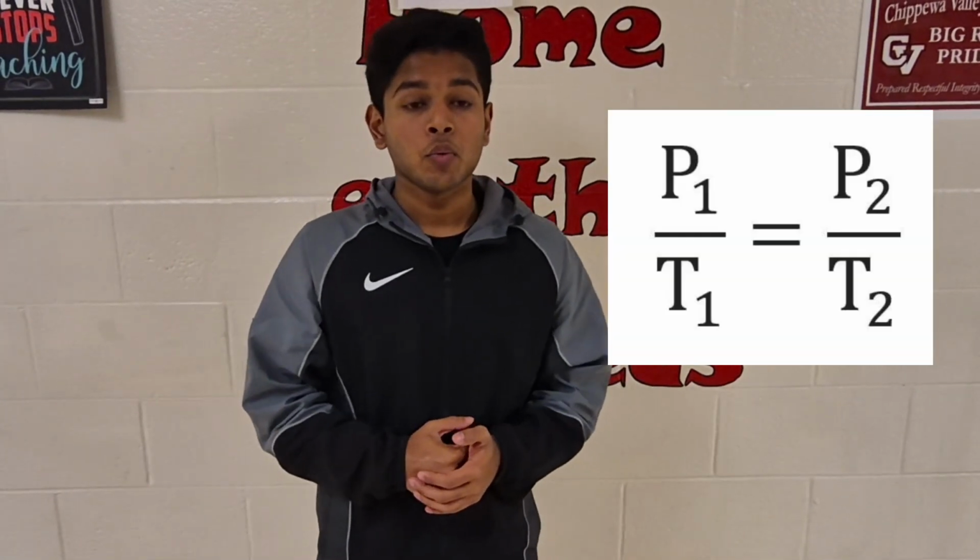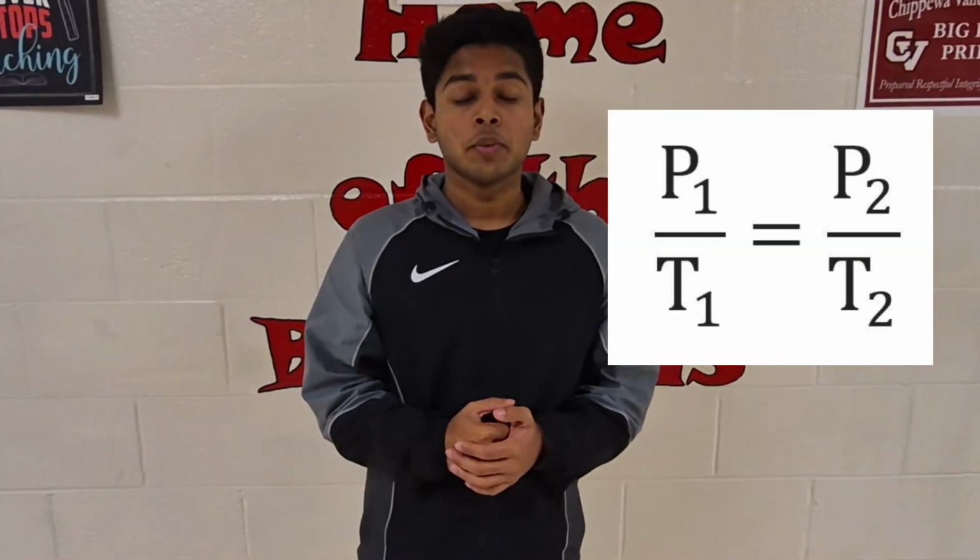The equation for Gay-Lussac's law is P1 over T1 equals P2 over T2, where P equals pressure and T equals temperature in Kelvin. It is very important to remember that temperature must always be in Kelvin, not Celsius. This law helps explain real-life situations like why a heated aerosol might explode, or why car tire pressure increases on hot days.